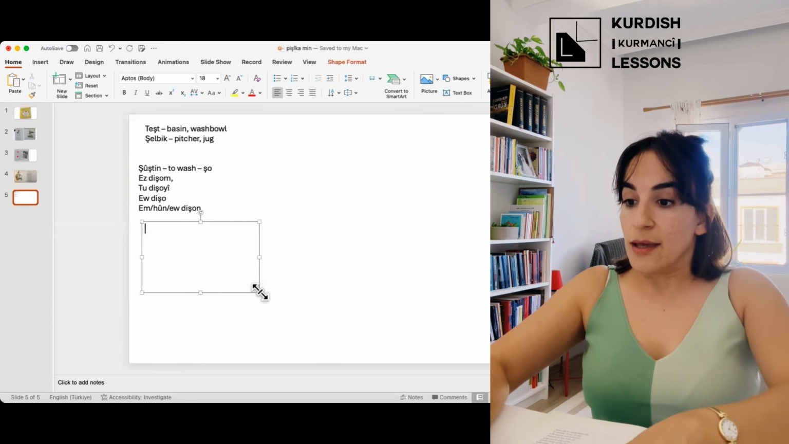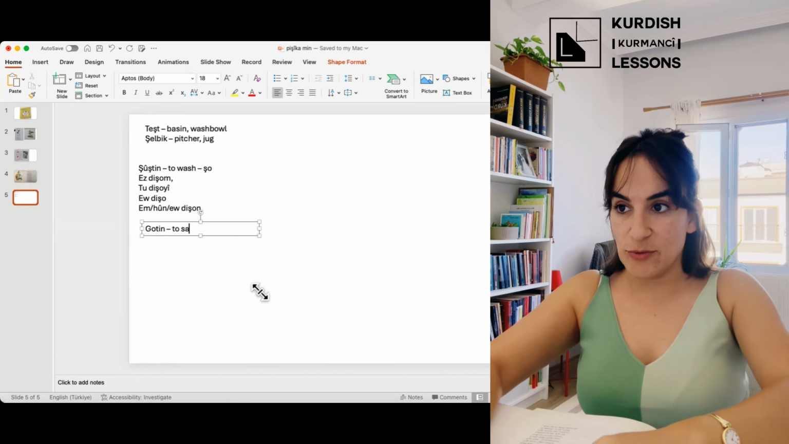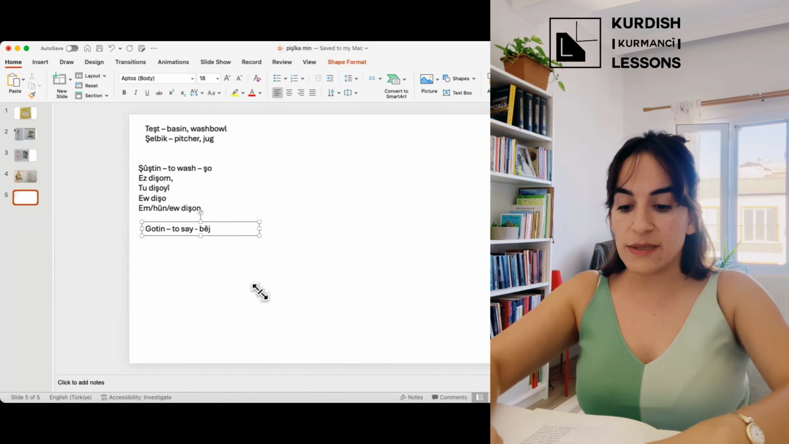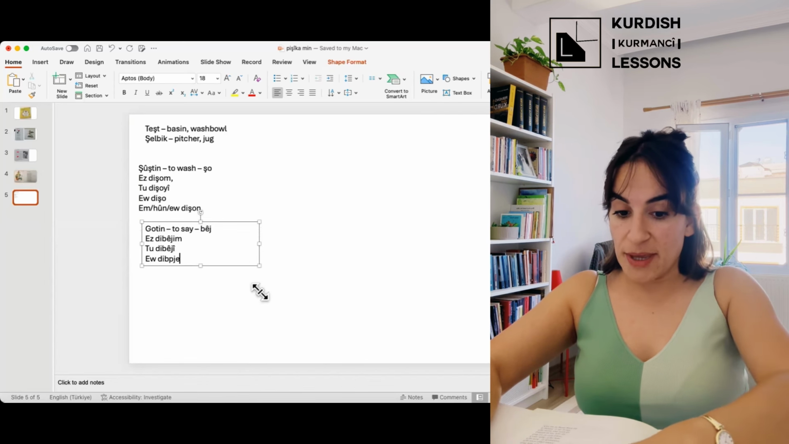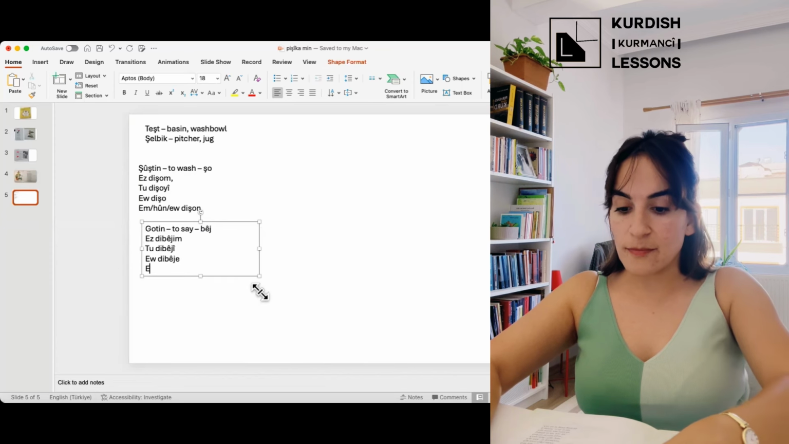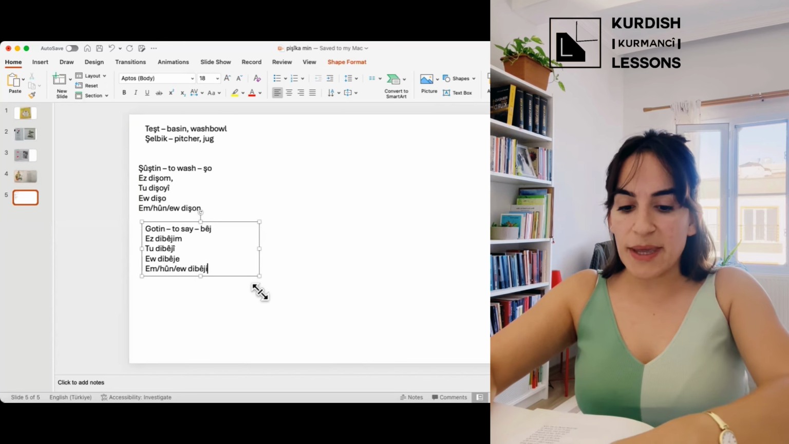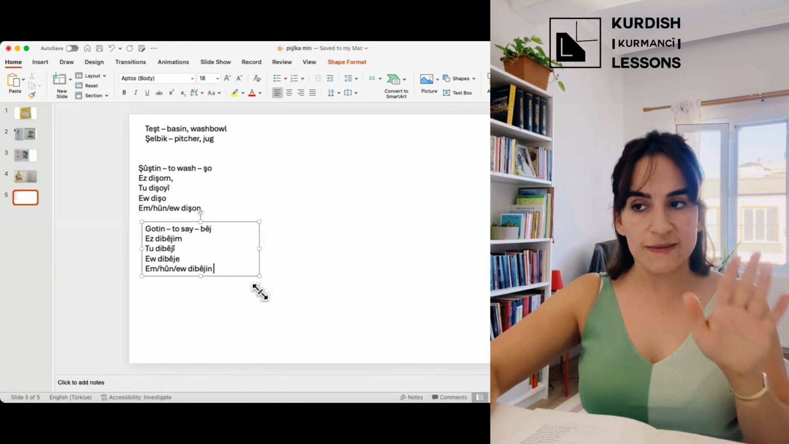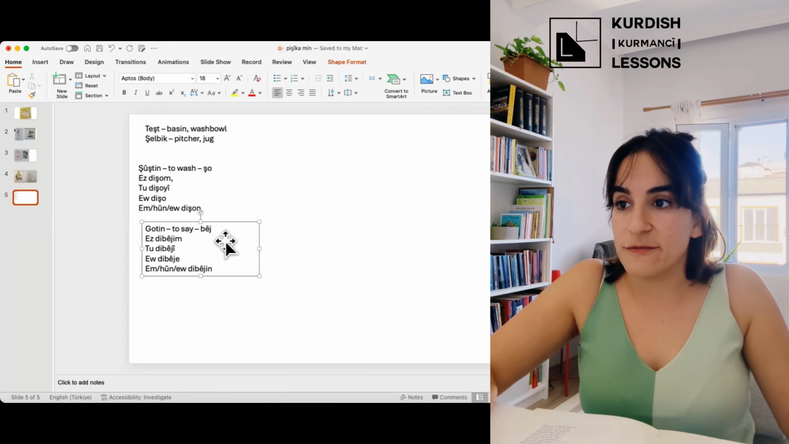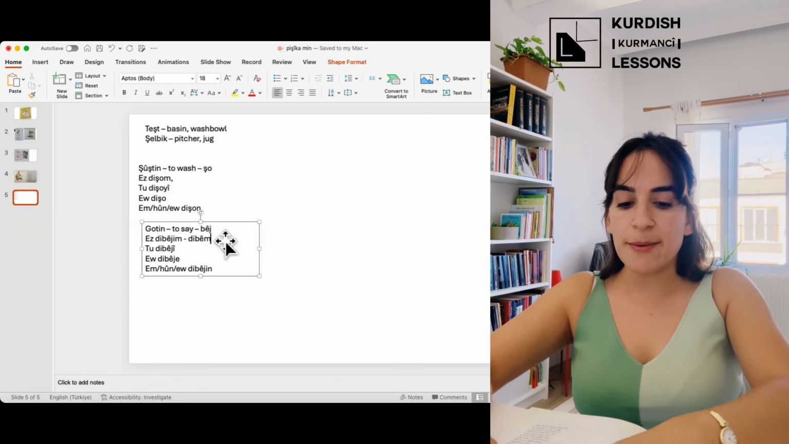It is from goten. I know it's very strange. Goten is the verb to say. Present stem is beje. So as de beje, to de beje, ev de beje, em hun ev. And hun ev de bejin. Okay, so this is our grammatically perfect form as de bejim, to de bejî, de bejin. But in real life, when you go on a street, you hear people say as de bem.